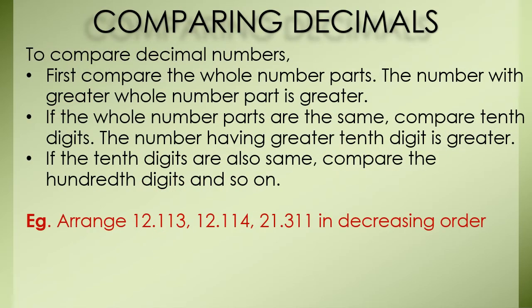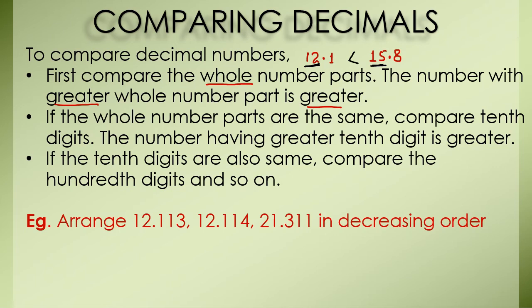If we have to compare decimal numbers, we compare the whole number parts first. The number with the greater whole number part is greater. So if two numbers are given to us, 12.1 and 15.8, we have to compare the whole number parts in these two numbers. So you can see in the first number, the whole number part is 12, and in the second one, the whole part is 15. As 15 is greater than 12, which means 15.8 is greater than 12.1.